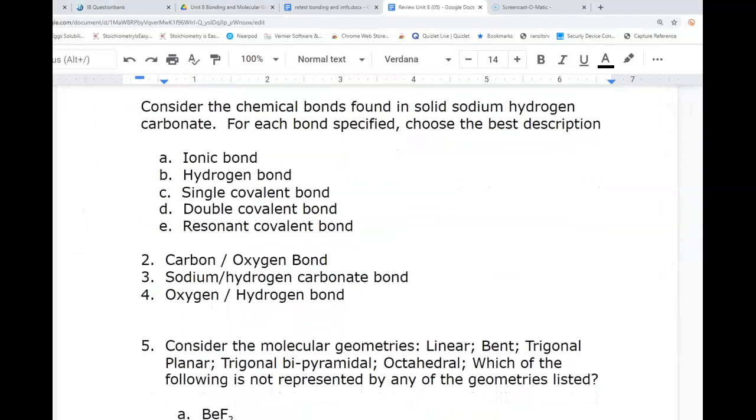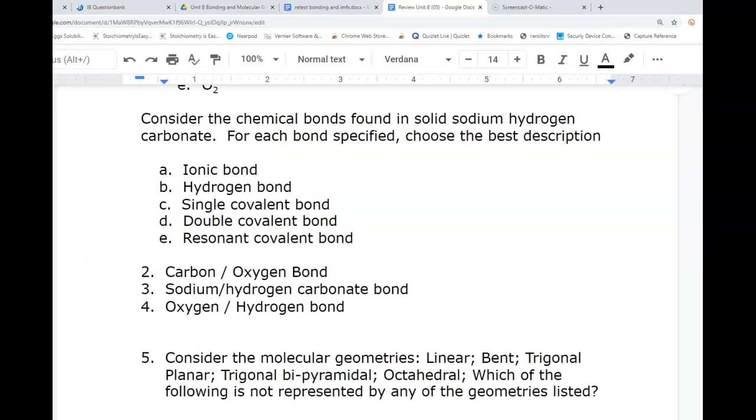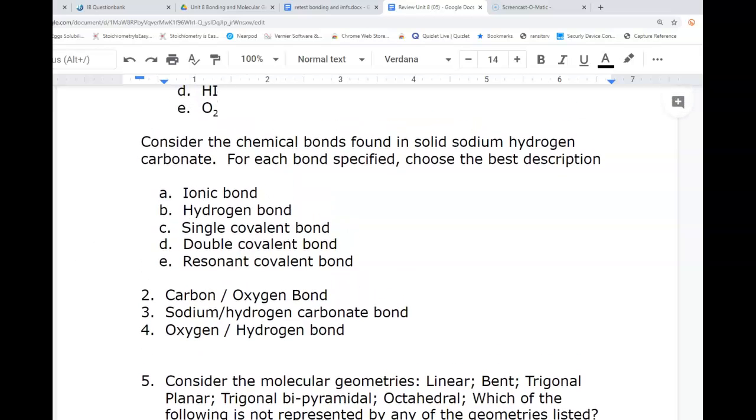All right. The next one, 2, 3, 4, it looks like the next three questions. Consider the chemical bonds found in solid sodium hydrogen carbonate. So we're talking about sodium hydrogen carbonate. For each bond specified, choose the best description. Okay, so we have choices of A, ionic bond, B, hydrogen bond, C, single covalent bond, D, double covalent bond, and then E, resonant covalent bond.